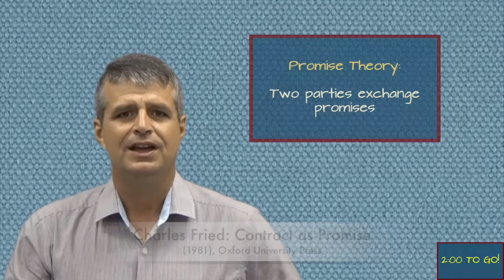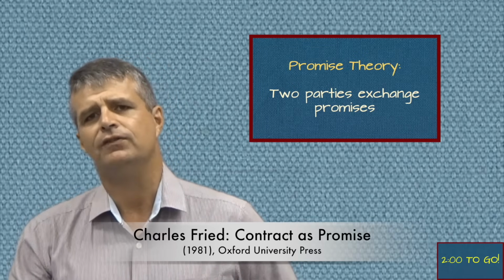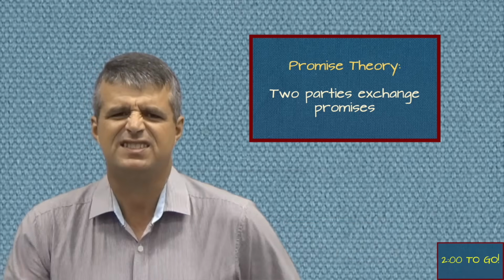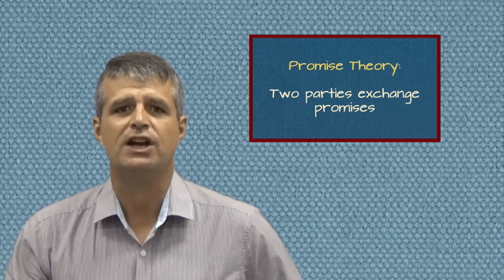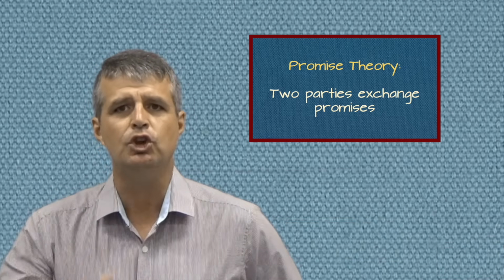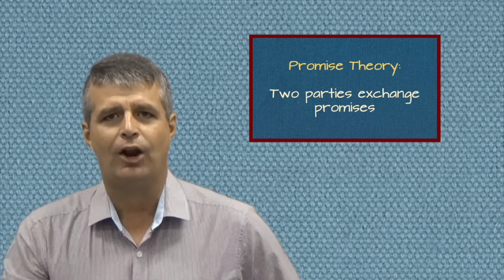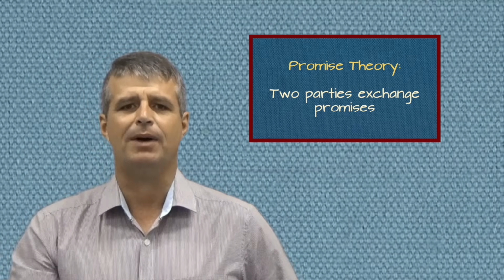Now, there are a few different theoretical models, but my favourite is what's called promise theory. The idea here is that a contract involves 2 or more parties, let's say 2 to make it easy, exchanging promises. You promise to mow my lawn, and I promise to pay you $50 when it's done.